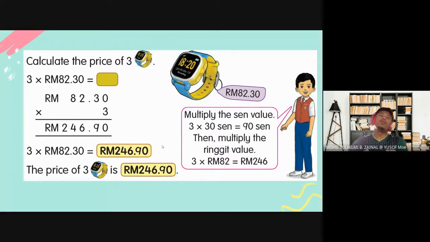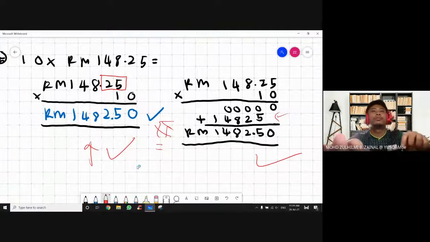So you can always do it at once. Macam tu boleh. Buat bentuk lazim. Okay, so the bentuk lazim, the standard written method is as shown. If you don't understand, we'll do another time. Cikgu akan tunjuk, explain kamu. So RM82.30, 82 ringgit.